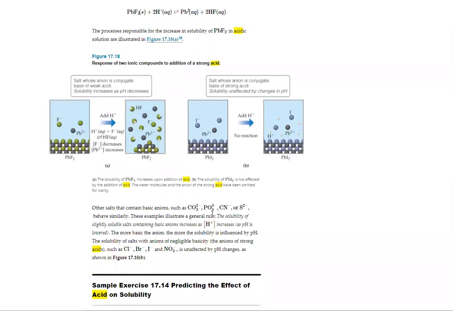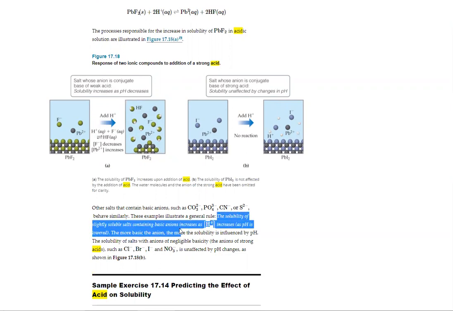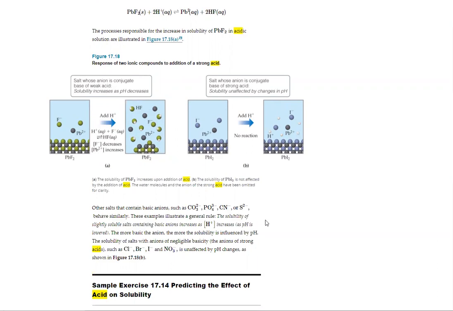Other salts: the solubility of slightly soluble salts containing basic anions increases as the pH is lowered. So what did I just do there? As the pH is lowered, it becomes more acidic. So if it becomes more acidic, then the solubility of the basic salts will increase because they're basic. You made it more acidic and it wants to get back to where it originally was. So it's going to make more of the basic ions.